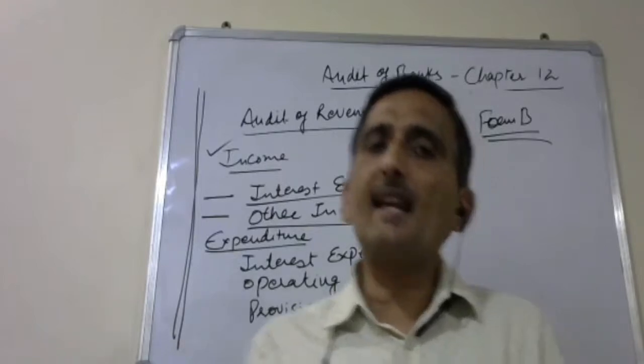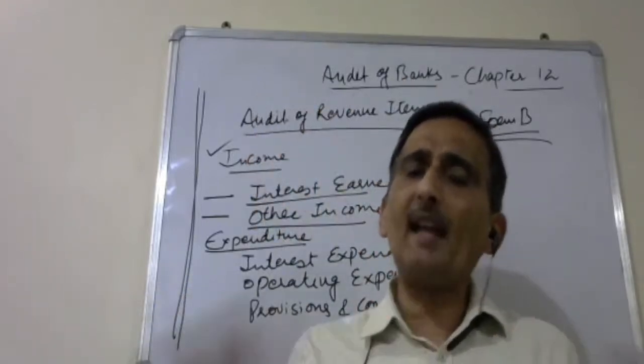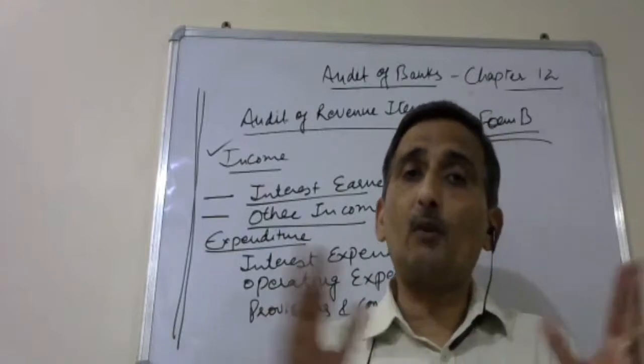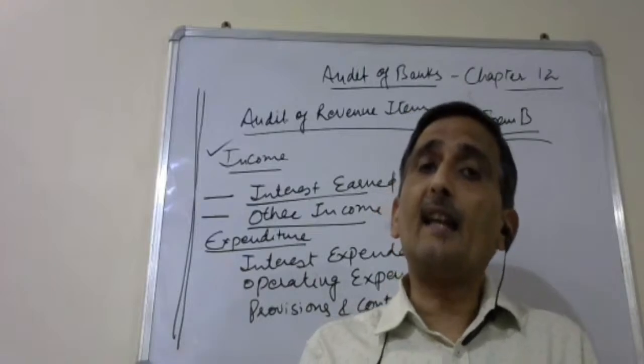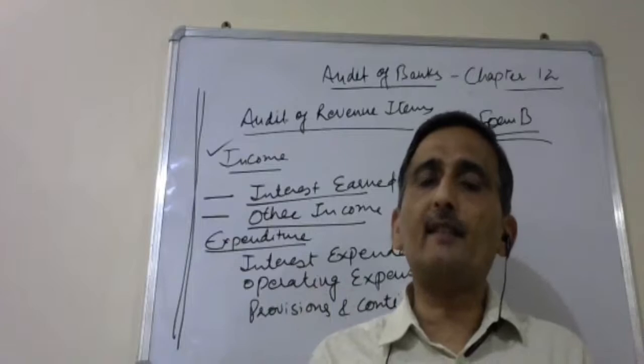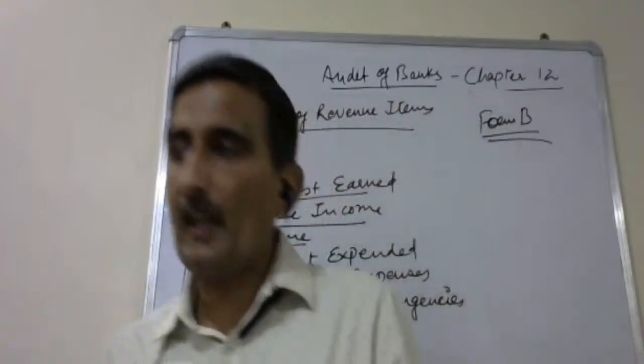Now the RBI guidelines in this respect state that the bank has to formulate an accounting policy in this regard, on how appropriations are to be made, and this policy has to be followed on a consistent basis. Okay.